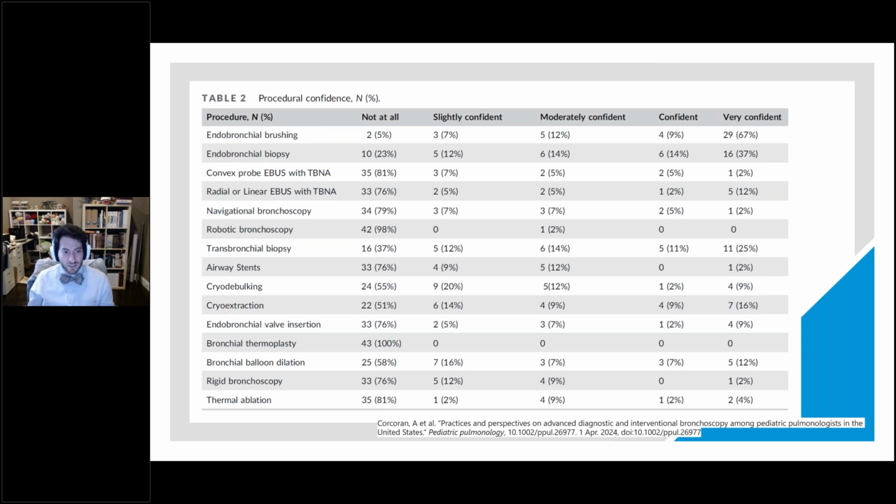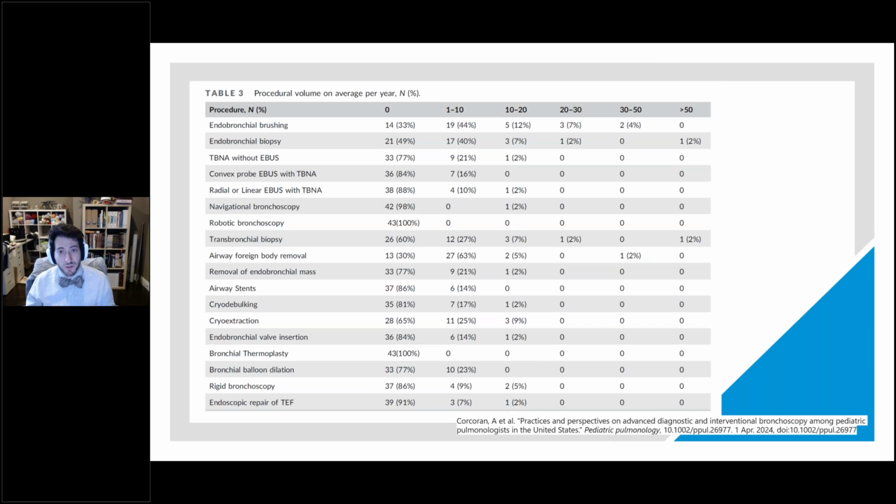This isn't particularly high, particularly when we're trying to talk about things like the utility of EBUS, convex versus radial, and cryoprobe debulking. This level of procedural confidence is similarly mirrored in their procedural volume, even though 1/3 of our pediatric colleagues are identifying themselves as advanced bronchoscopists. If you take a look at those, for example, who are performing convex probe EBUS, it's about 1 to 10 a year per provider, with no one cracking the 10 marker.